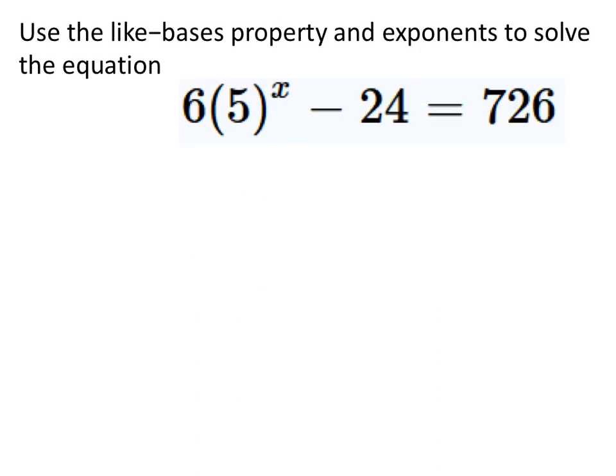Use the like basis property and exponents to solve this equation. Now, when we do this, we need to get the base and the exponent by itself, right? We don't want to multiply it by anything or subtract or add anything, like the minus 24. So we're going to manipulate this for the base and the exponent part, which is just 5 to the power of x. Be very careful with that, because some people assume that the 6 also has a power of x, but it doesn't.